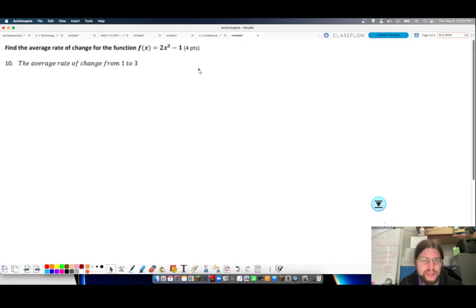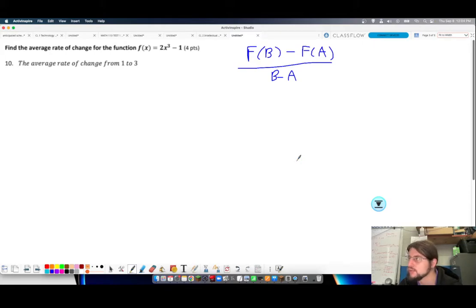All right, find the average rate of change. Your formula, remember it. F of B minus F of A over B minus A. That's the average rate of change formula. I even saw it in your notes. So this is A, this is B. This little function right here is F. So let's just do some scratch work.